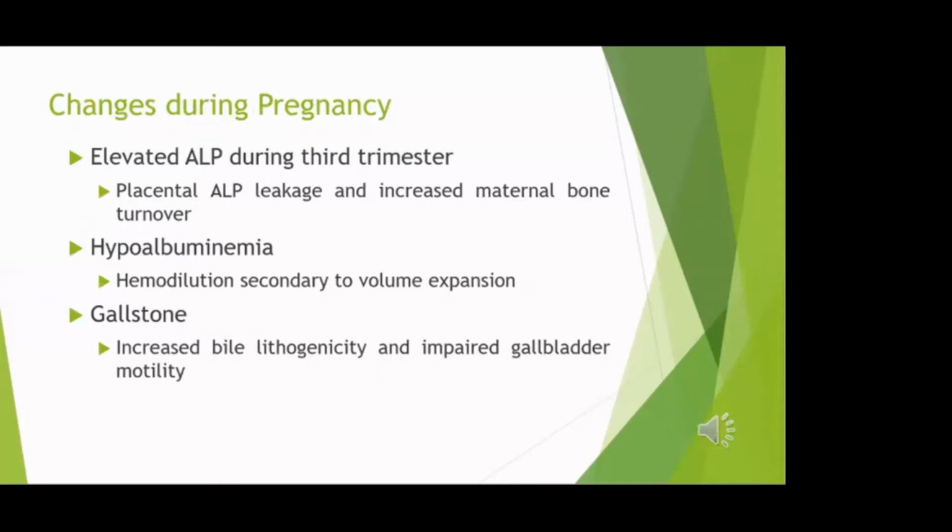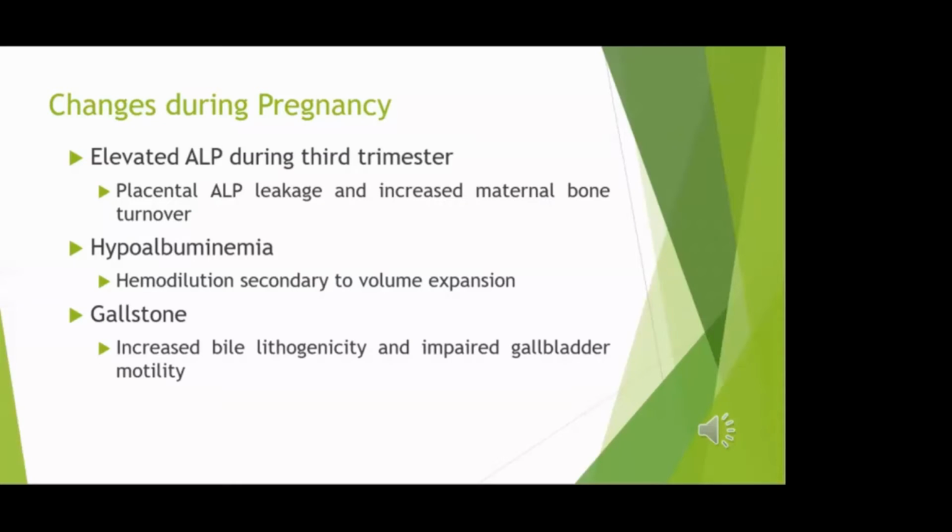Okay, so one also has to take note that there are changes during pregnancy in the liver tests or liver enzymes. The elevated ALP during the third trimester is secondary to leakage of placental ALP and increased maternal bone turnover. There is also hypoalbuminemia, due to hemodilution secondary to volume expansion.